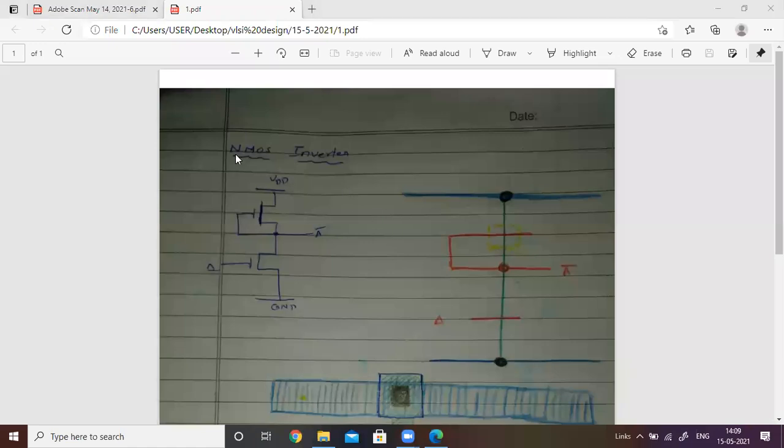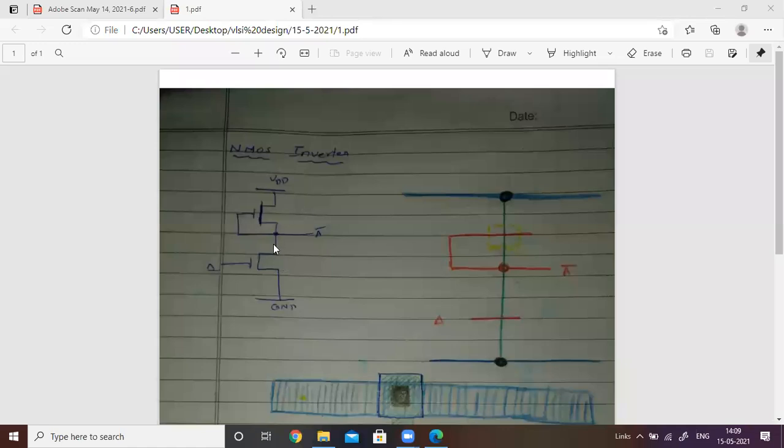Okay. Just see, this is the NMOS inverter. Please concentrate here. It's very important to know how to draw the layouts. In order to draw the layout, the first thing you have to remember is that you need a schematic. What is the schematic of the inverter? You know the schematic of the inverter will be like this in NMOS design style.